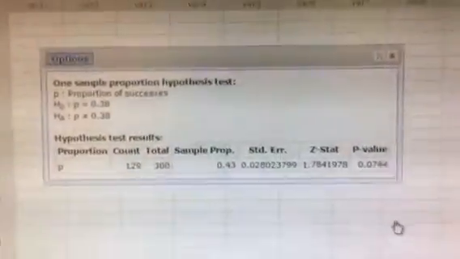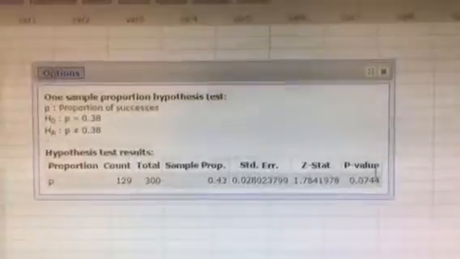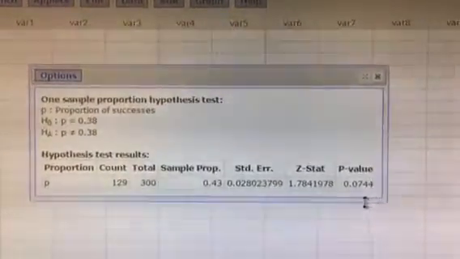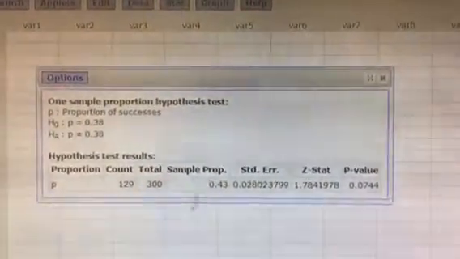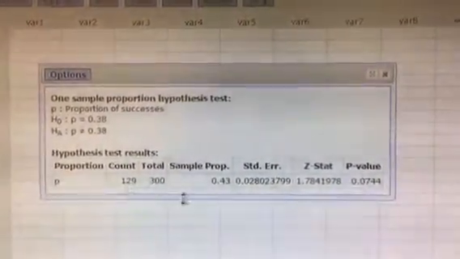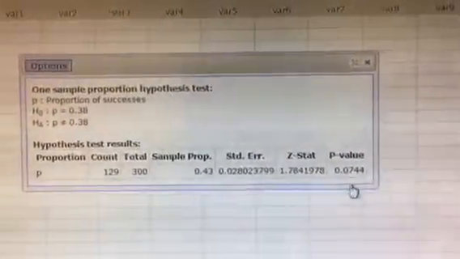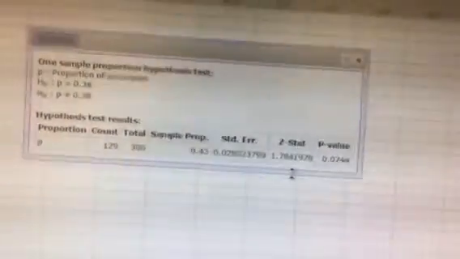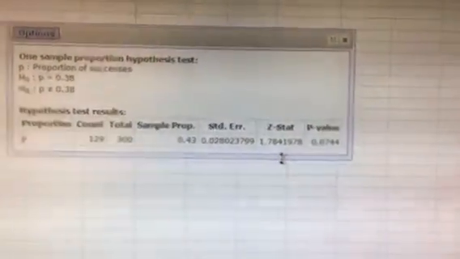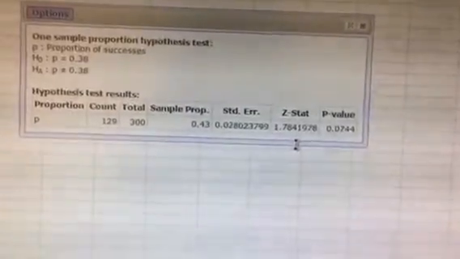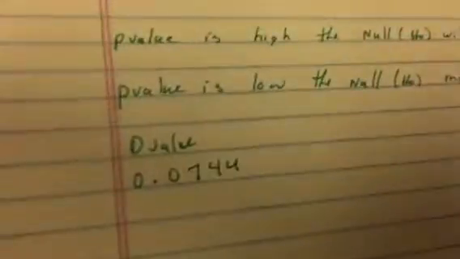When I click compute, I get this readout, and it's very important. Notice here's my p-value. If it asks you to tell your test statistic, that would be the test statistic right there. This is p-hat, my sample proportion. If I divide those two, I get this. So what we're looking for is our p-value. On my paper, I'm going to write p-value, and it equals 0.0744.